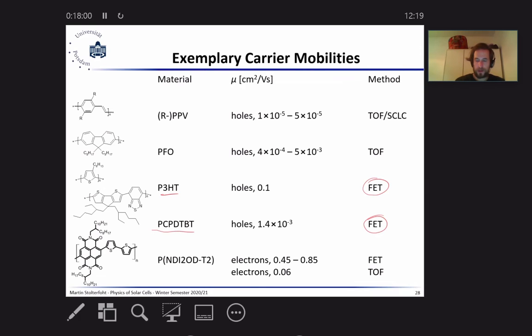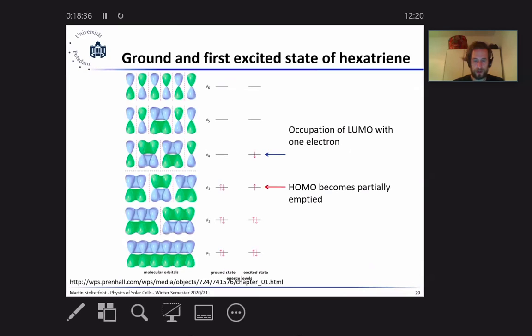So typically time of flight or something like that, SCLC, measures vertical transport between the two electrodes, and this measures horizontal transport. And this mobility is usually much higher than this mobility. So one always needs to be aware of what kind of technique is used to measure these mobilities, but they're typically very low.